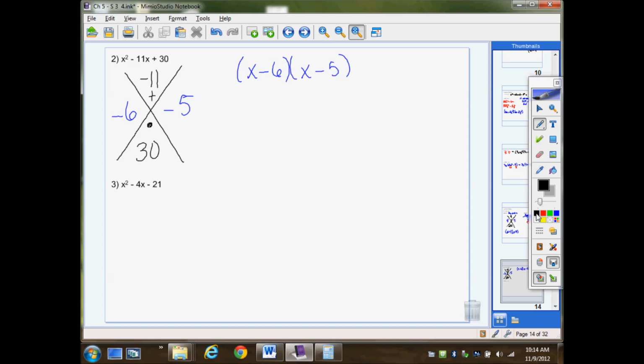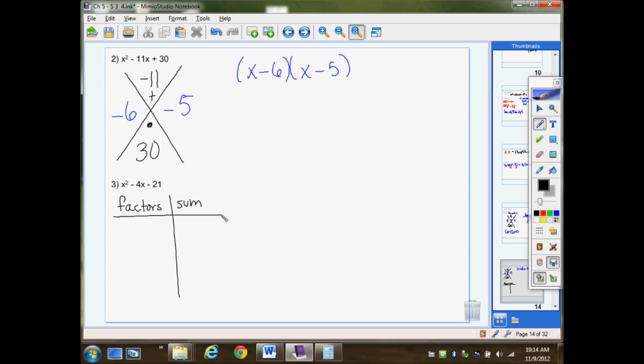Okay, table or big giant X? Table? Okay, factors of negative 21. One will be positive and one will be negative, because to multiply to make a negative.